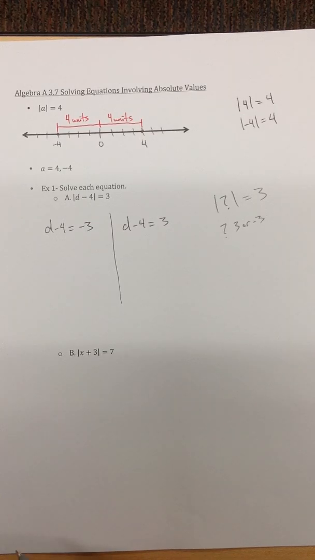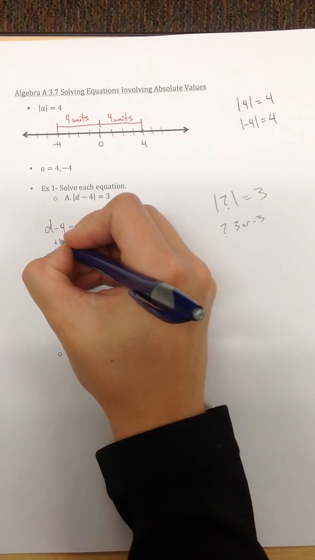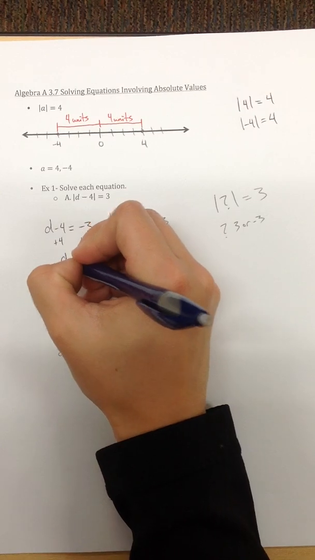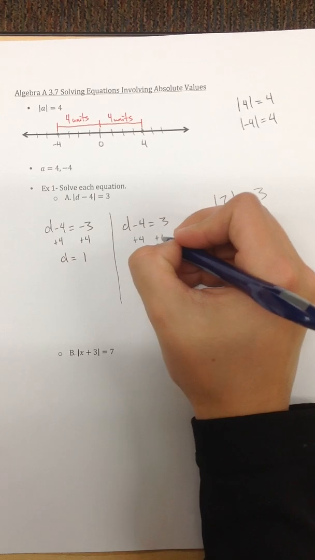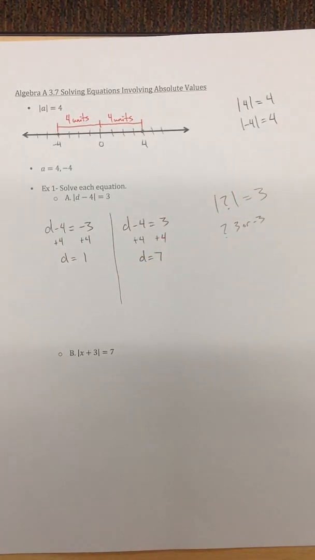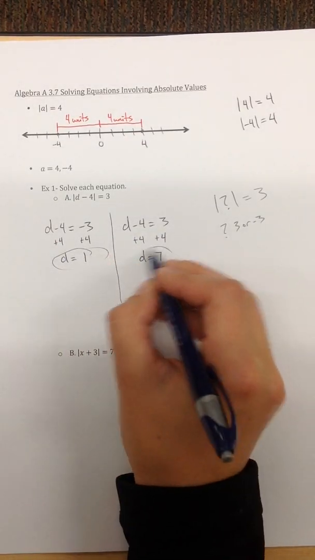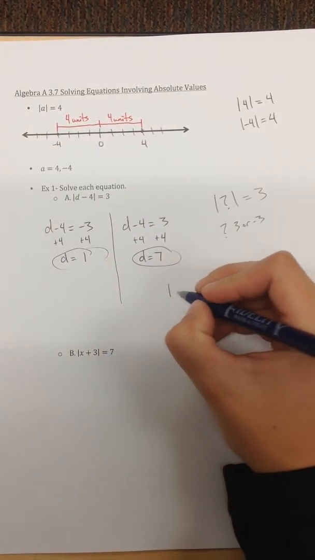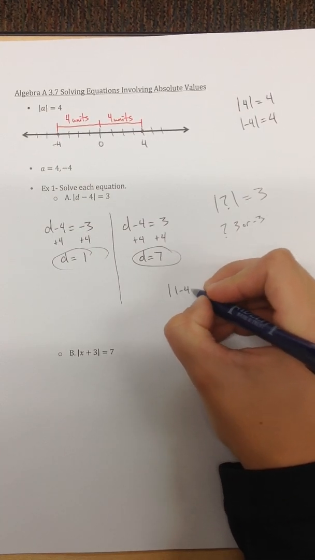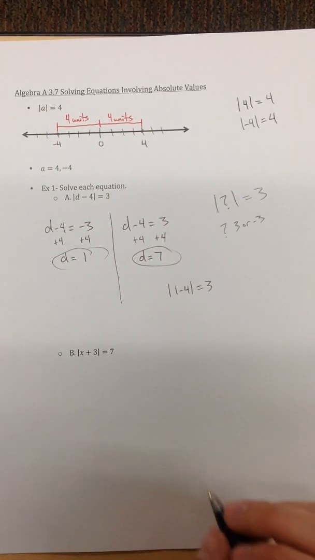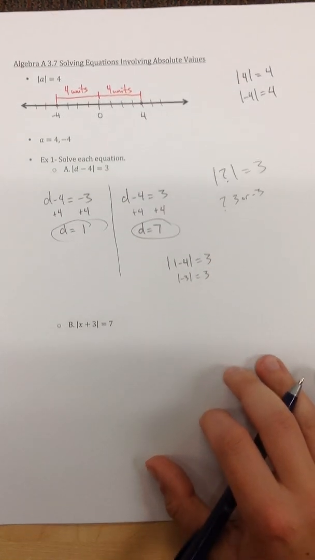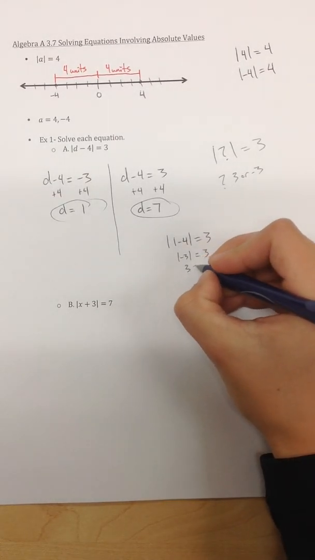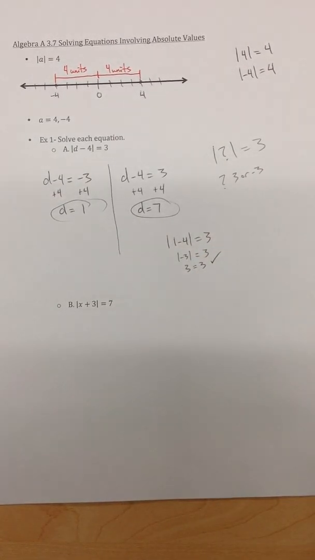So if we solve this out, to get rid of subtracting by 4, we add 4 to each side. So that would be d is equal to 1. And then over here, same thing, add 4 to each side. So d would be equal to 7. Okay, now both of these are going to be answers, because if we plug back in here, the absolute value of 1 minus 4 is equal to 3. Well, that would be the absolute value of negative 3 is equal to 3. And we know the absolute value of negative 3 is 3. So 3 equals 3. It checks out.